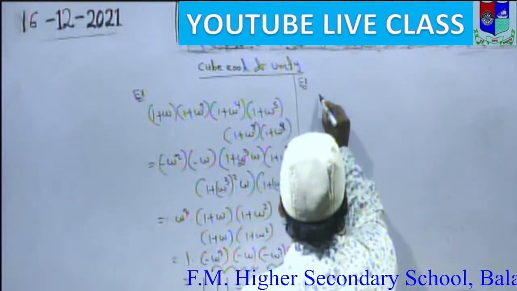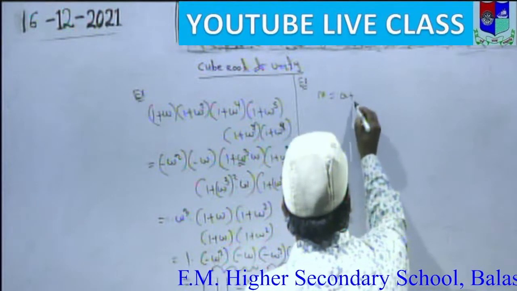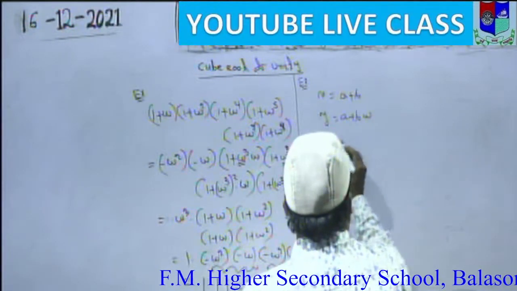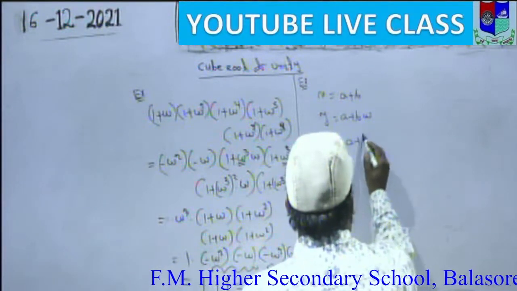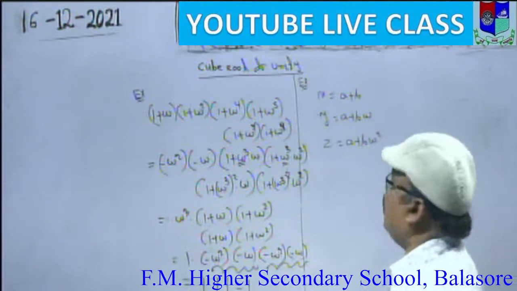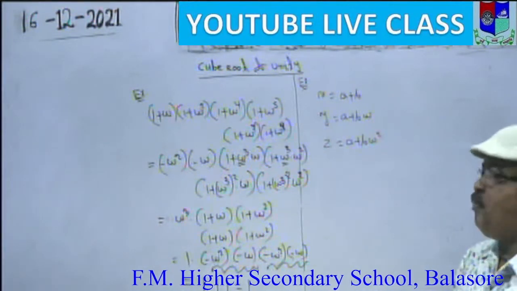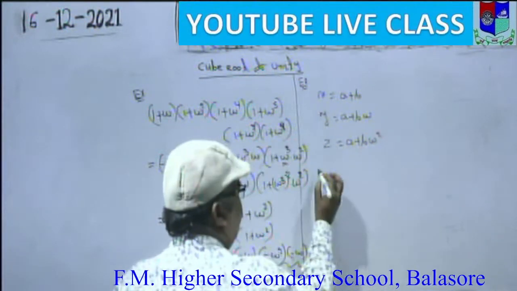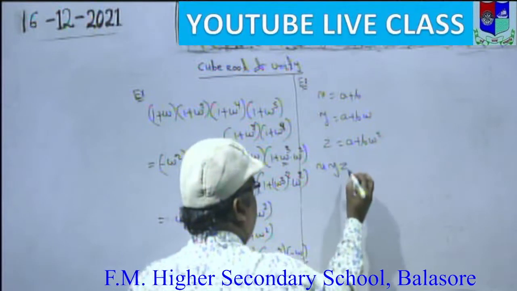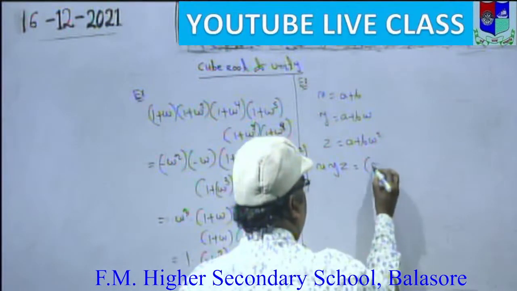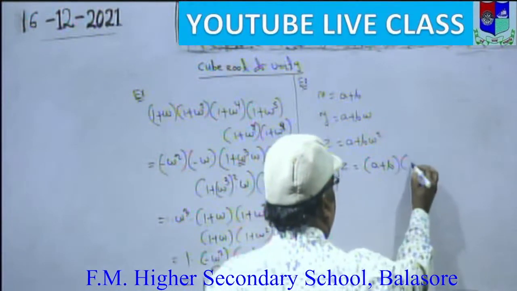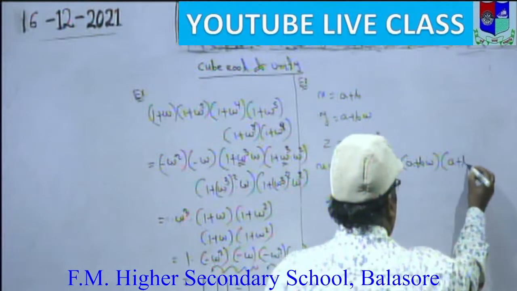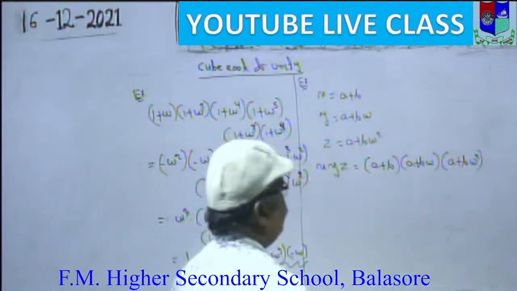Another question, given x equal to a plus b, y equal to a plus b omega, and z equal to a plus b omega square. So what will be x, y, z? I want to find out the value of x, y, z. Now I multiply these three: a plus b, a plus b omega, a plus b omega square.